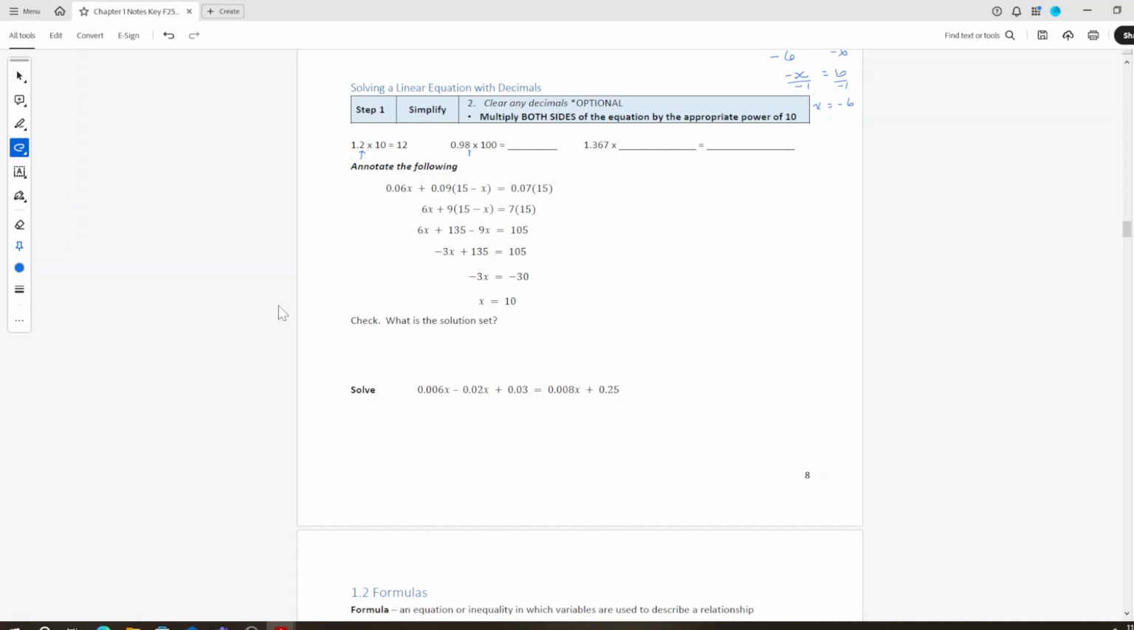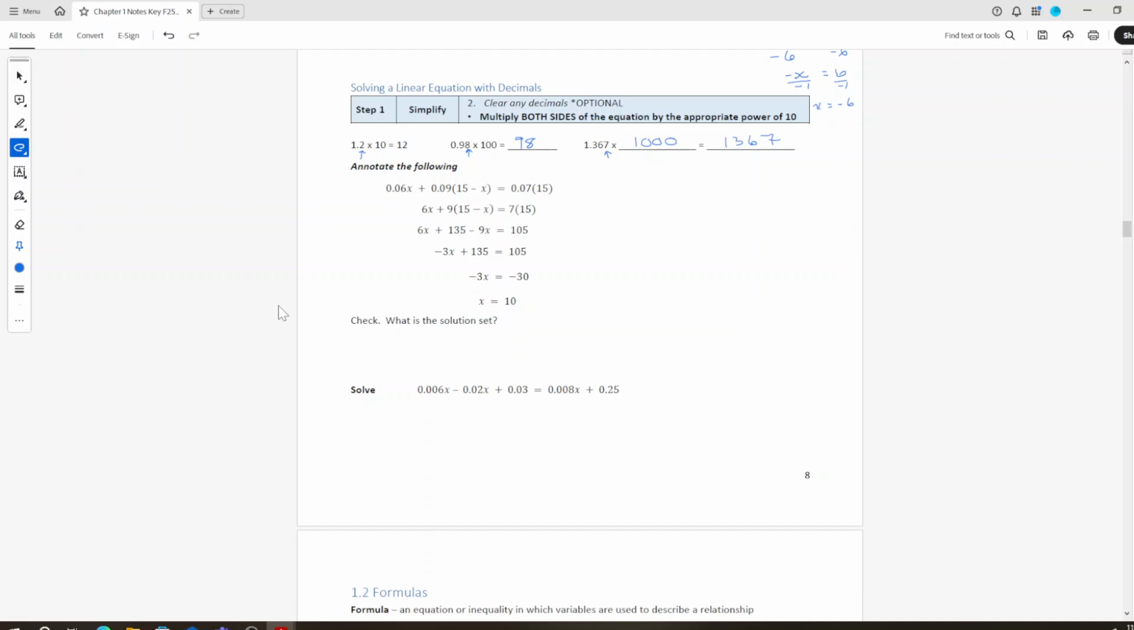If you had a question that had a decimal place in the hundredth, you would multiply by 100 because 0.98 times 100 would be 98. If you had something to the thousandth, what would you multiply by? Well, 1,000. And if you do that, you'd end up with 1,367. So using this property, we can do a question that has decimals and we can get rid of the decimals.